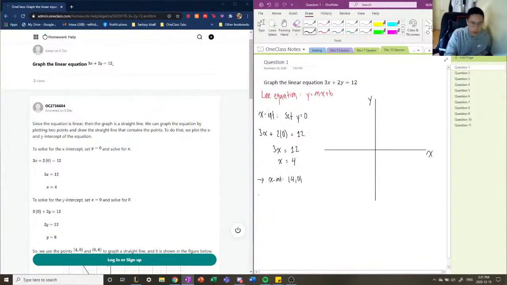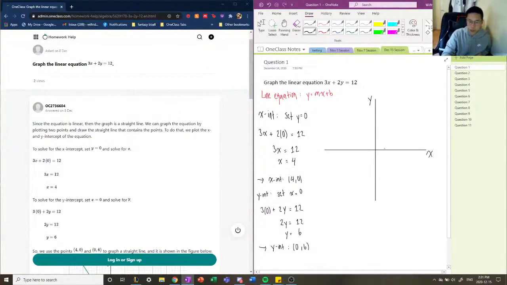So let's find the y-intercept, okay? So we're going to set x to be equal to 0. If you set x to be equal to 0, we get 3 times 0 plus 2y equals 12. Okay? And that equals 2y equals 12. And divide both sides by 2, and we get 6. So therefore, y-int is 0 and 6.